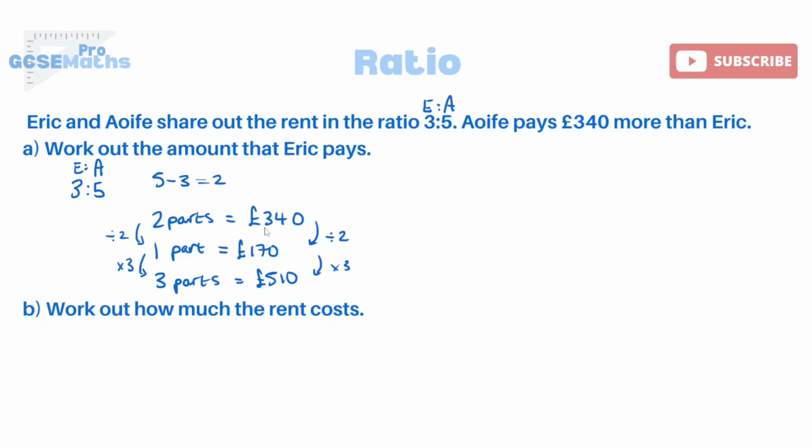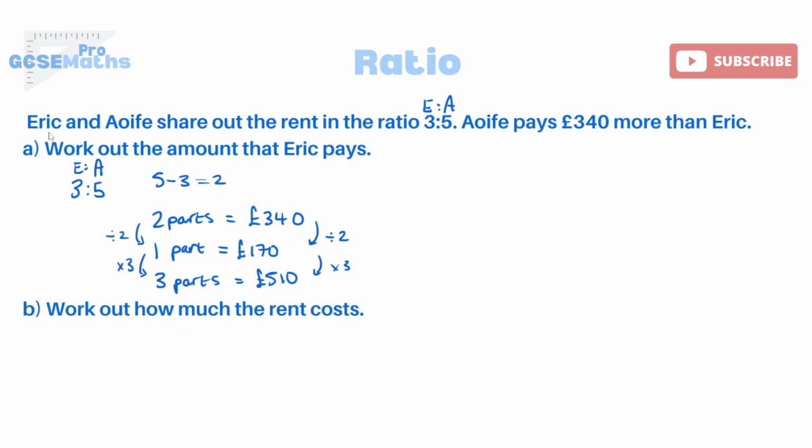So that one had an extra step because we weren't given a difference of 1 part, we were given a difference of 2 parts. So we had to work out 1 part and then back up to 3. So Eric pays £510.